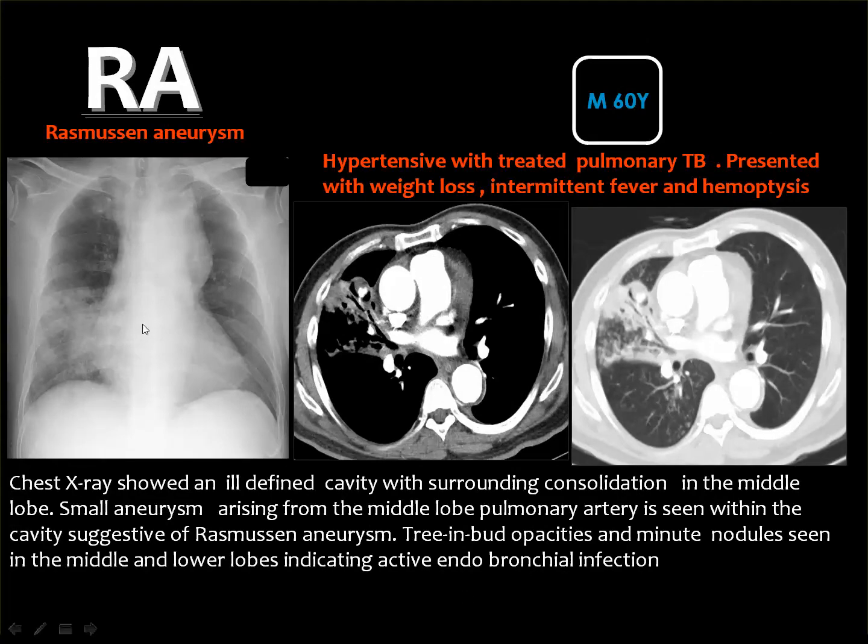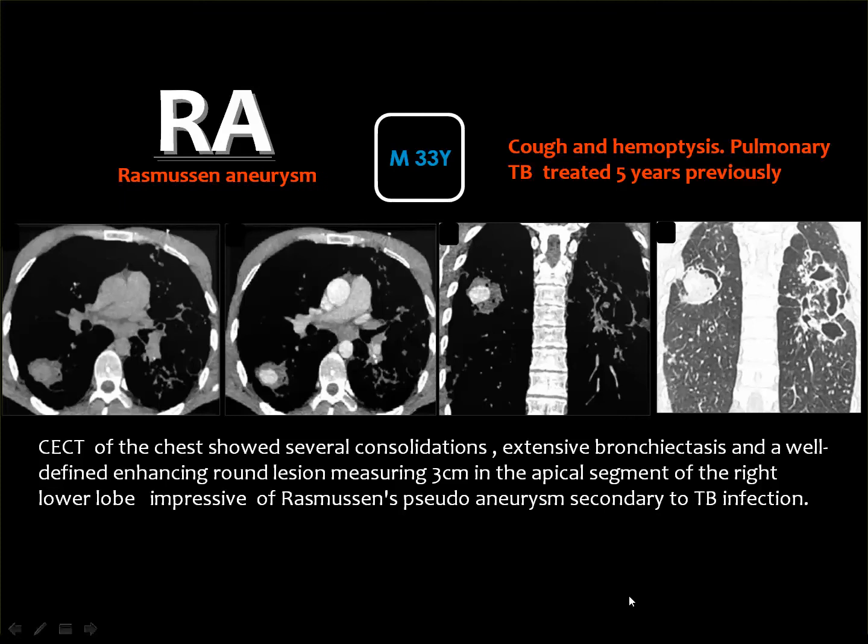Another example, you see this opacity in the parahilar area, which appears to be in the middle lobe, and inside this opacity you got this very small aneurysm. This patient is hypertensive, treated for pulmonary TB, presented with weight loss, intermittent fever, and hemoptysis. The hemoptysis is the main presenting symptom of pulmonary aneurysms.